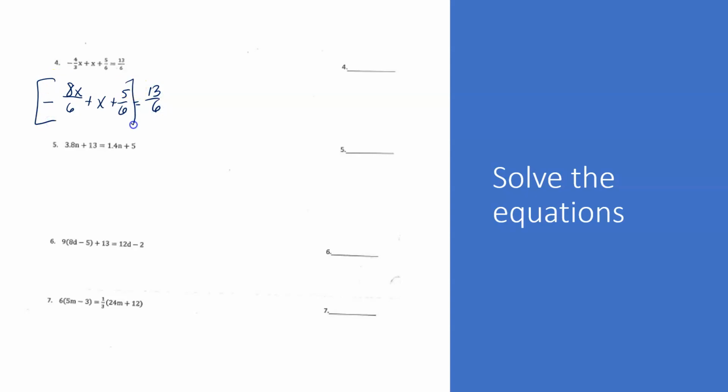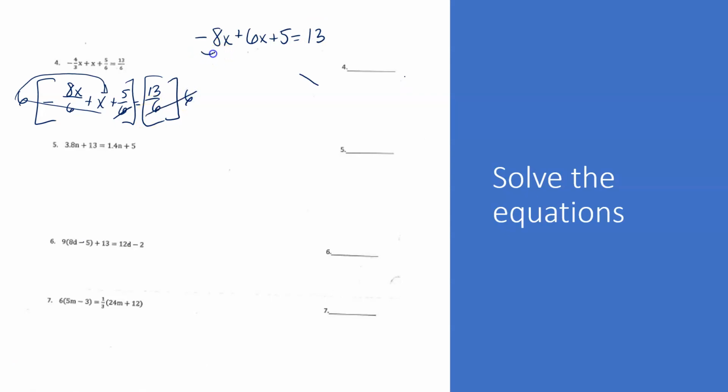So now I'm going to multiply everything by our denominator. So that leaves me negative 8x. You actually have to multiply the 6 times the x. That's a common place for a mistake. And then this is canceled. And then we have equals, so we have 13, because the 6's are canceled.